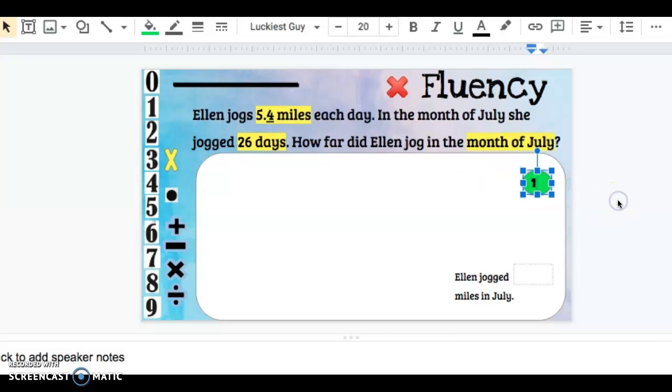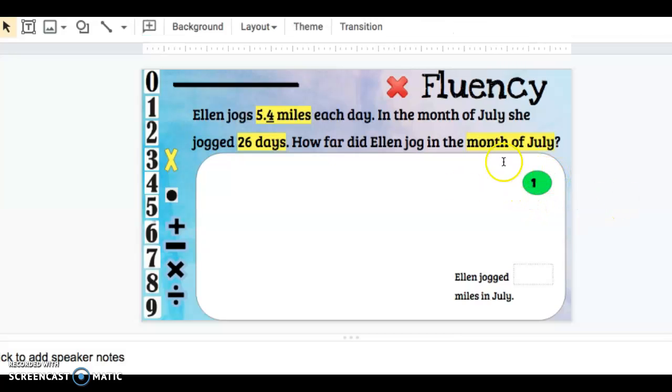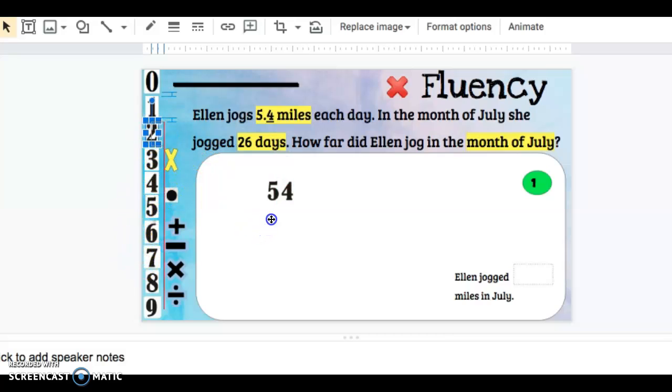So I put my 1 in that circle because that's going to tell me how many times I move that decimal point. Now I write the problem as if I don't have any decimal points, so I'm just doing whole numbers. I would do 5, 4, and then underneath it I would do 2, 6.